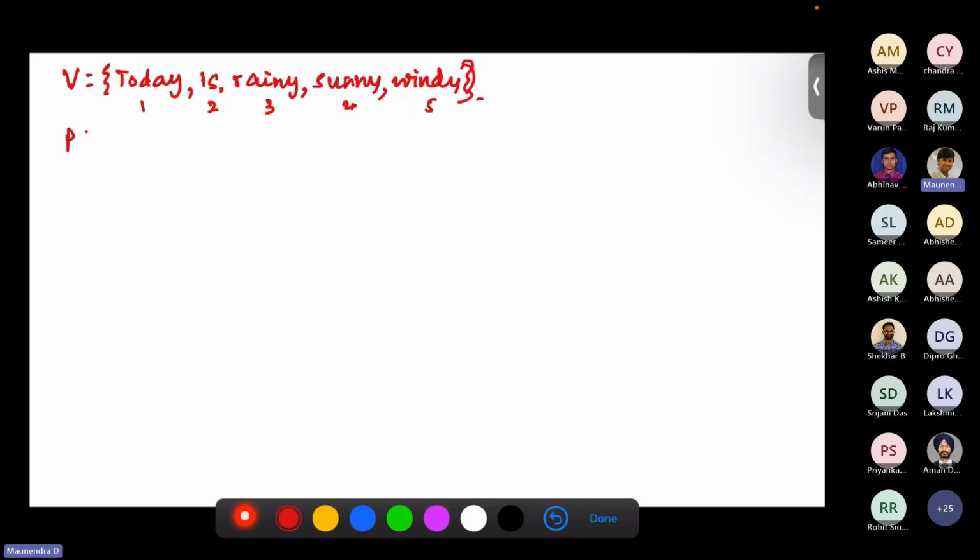Now we want to find the probability of something given today. What are the different choices of x? This x can be today. Any word from the vocabulary can actually come here: is, rainy, sunny, windy.